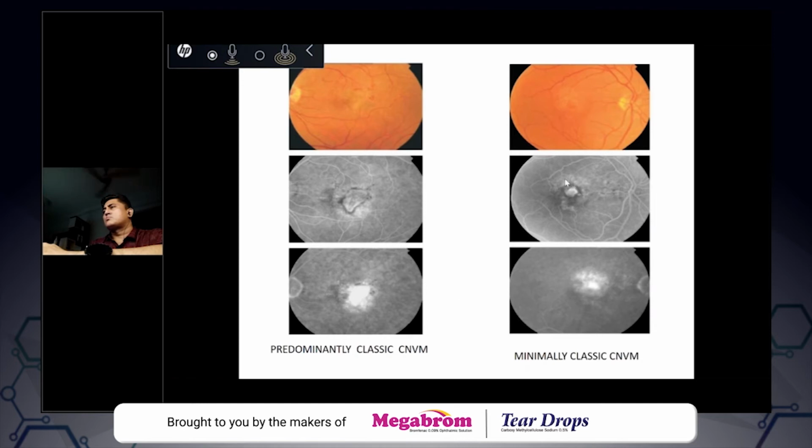But look at this. Again, stipple fluorescence. So this is actually an occult CNVM, but in the center there is a classic CNVM. This classic CNVM is occupying less than 50%. So this is minimally classic CNVM.